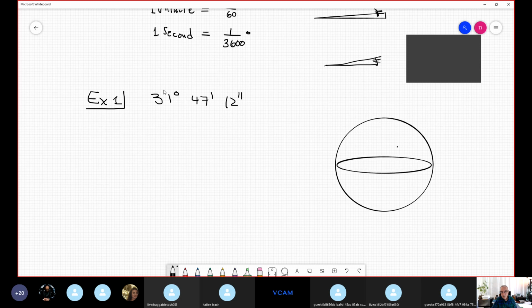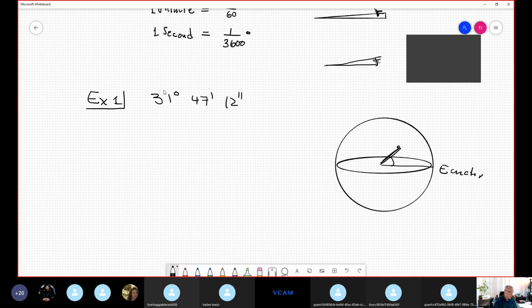There's one position here. It's the latitude. Latitude is the angle formed by the point and the equator. This is the equator. Okay, this angle is 31 degrees, 47 minutes, and 12 seconds.